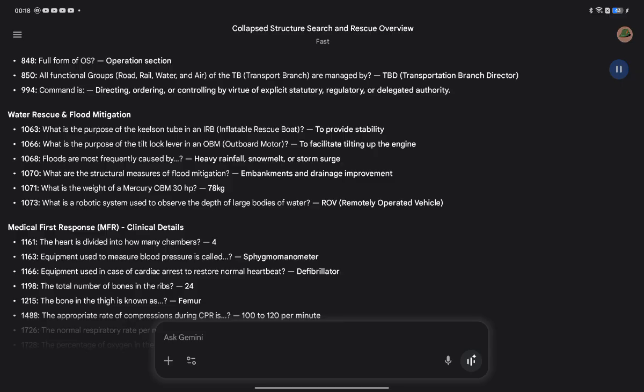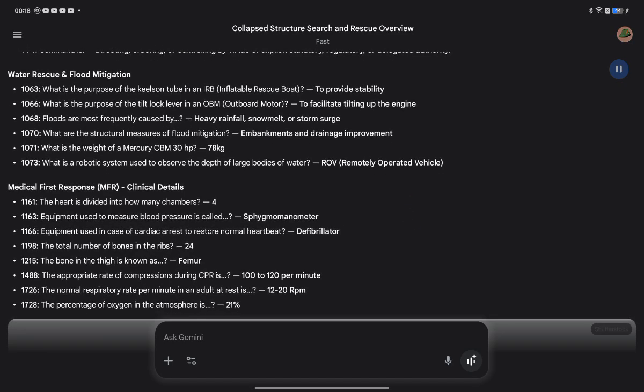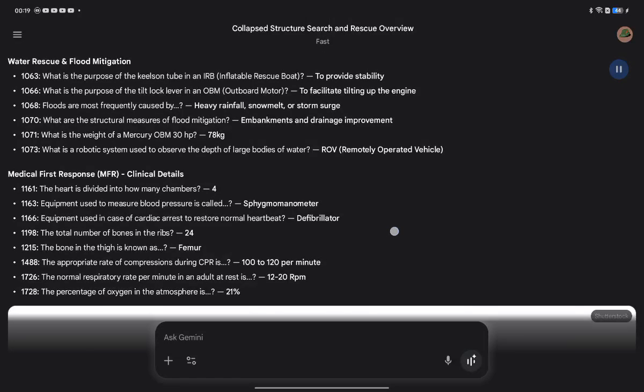994. Command is directing, ordering or controlling by virtue of explicit statutory, regulatory or delegated authority. Water rescue and flood mitigation. 1063. What is the purpose of the Keelson tube in an IRB inflatable rescue boat? To provide stability. 1066. What is the purpose of the tilt lock lever in an OBM outboard motor? To facilitate tilting up the engine.